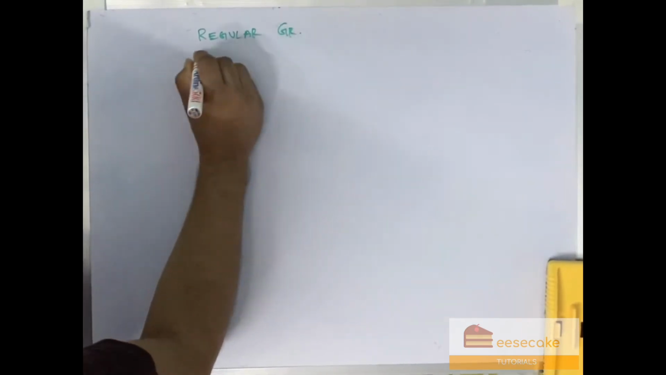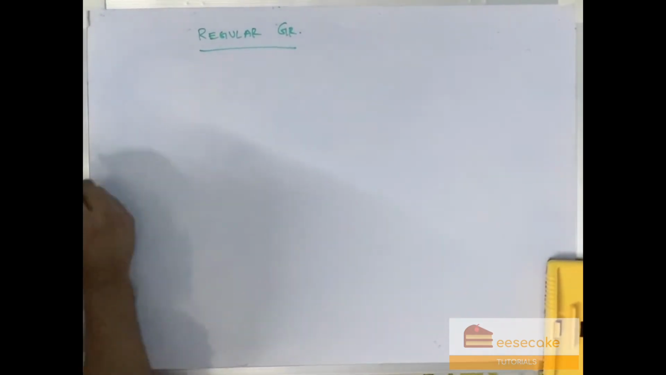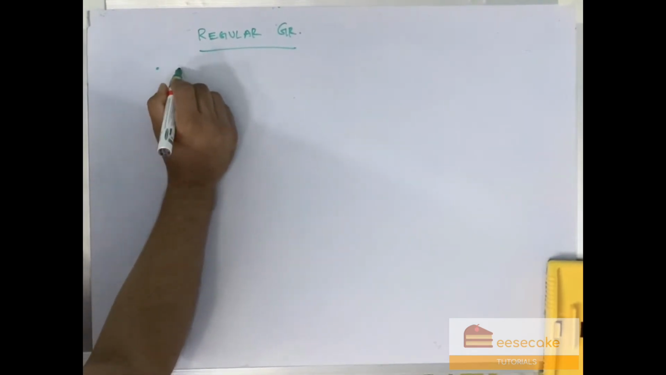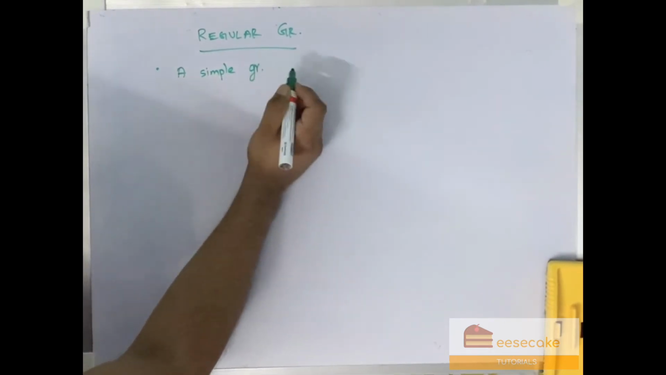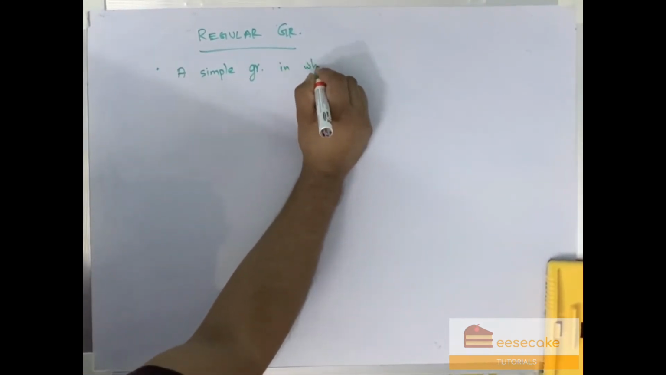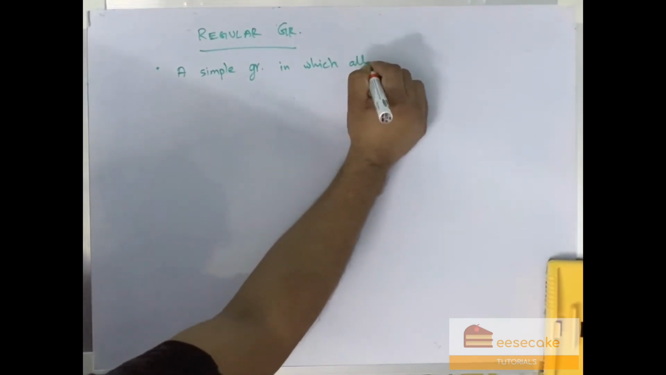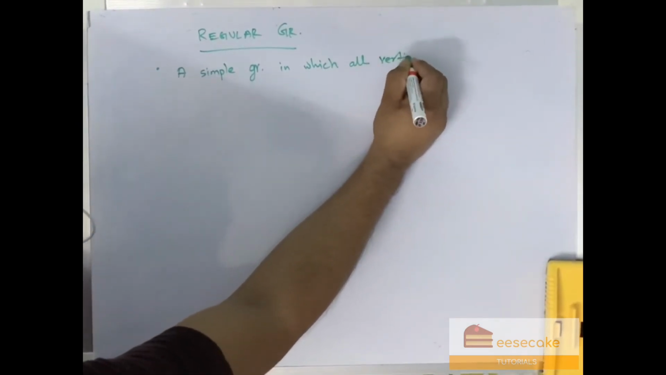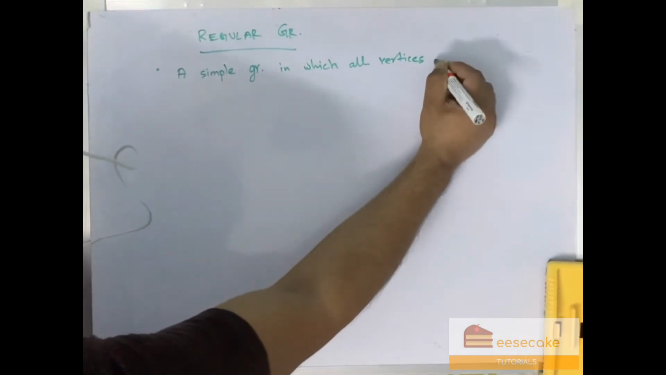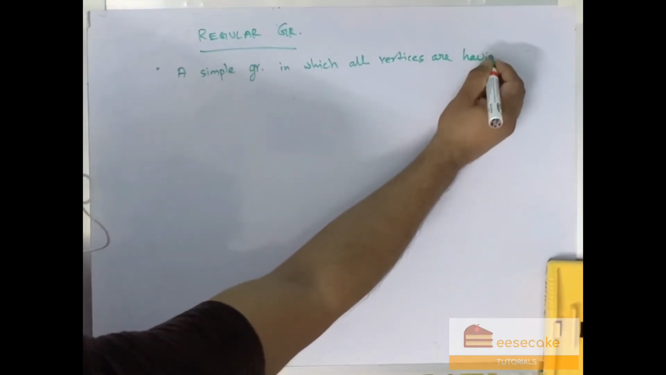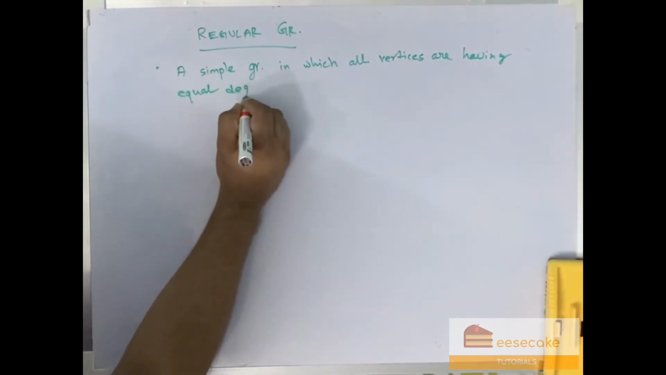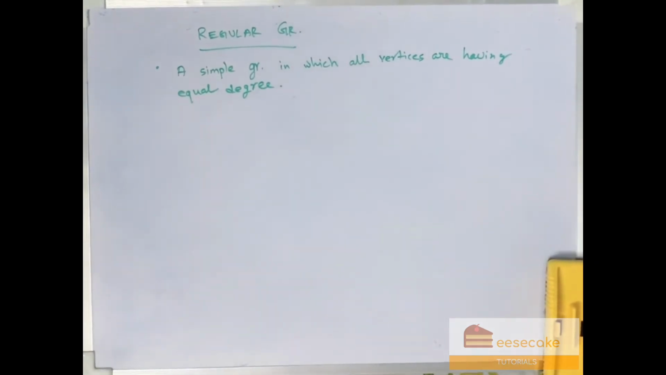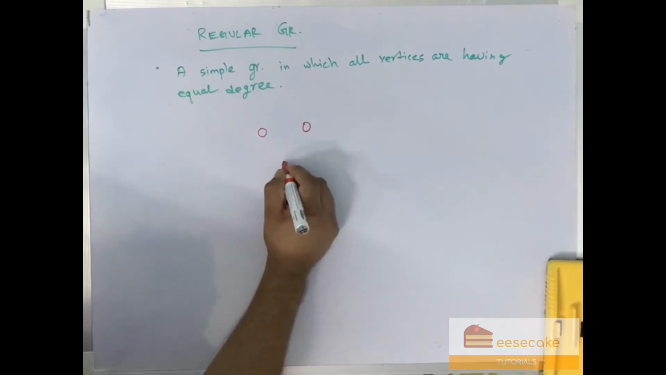Okay, well, a regular graph is defined as a simple graph in which all vertices are having equal degree. Okay, so what it means, so for example, I take this small graph.